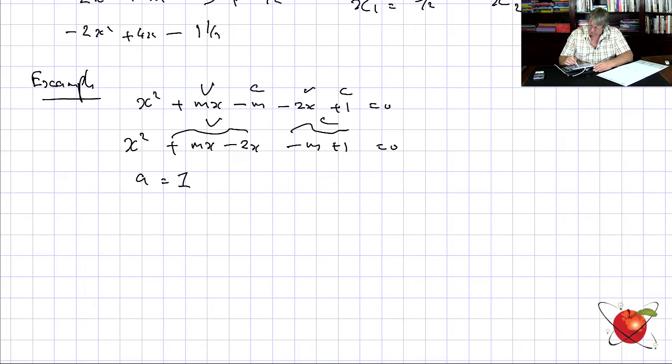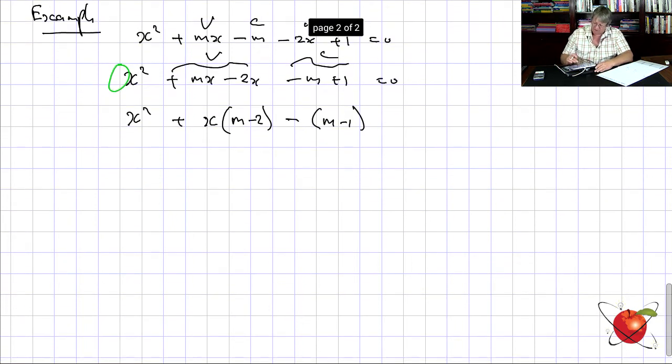Let's just reinforce this. But hold on. I can't. I've still got a bit of work to do. I've got to factorize this a bit more. So let's carry on. Take out the x here times m minus 2, correct? Minus m minus 1, or you could have just left it as minus m plus 1. It makes no difference to do so.